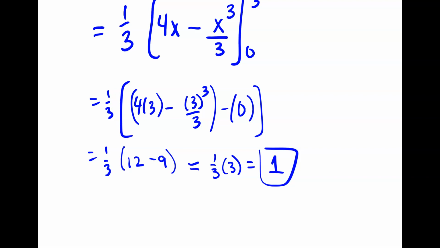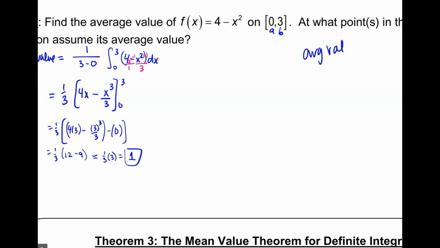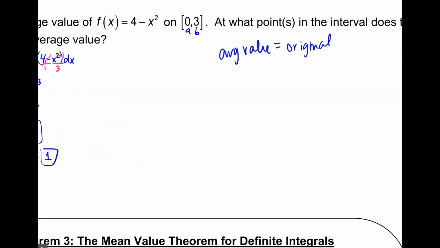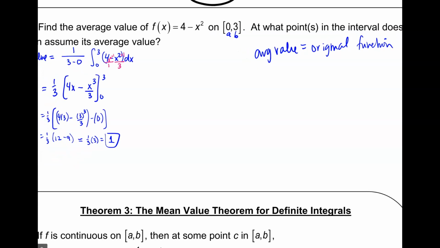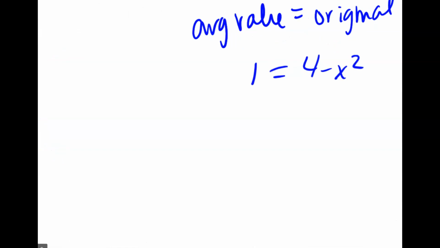Now we have to go through and see at what x values on our interval the function is going to equal 1. At what points in the interval does the function assume its average value, aka when is our average value actually going to equal the original function? So what should I do? Exactly, 4 minus x squared. I'm going to write it the other way. I'm going to say 1 equals 4 minus x squared because I have the average value on the left, original function on the right. Just go through and solve.